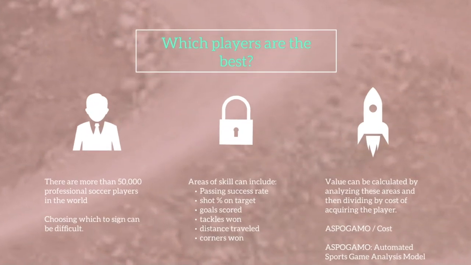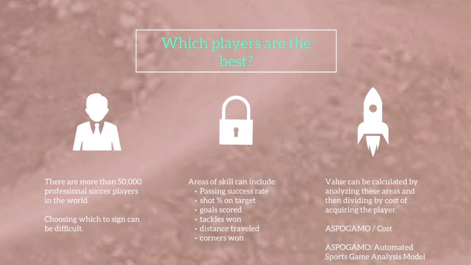The next thing that we're going to dive into is which players are the best to recruit. So some interesting stuff here. There are more than 50,000 professional soccer players in the world. So choosing which players you want to sign can be extremely difficult. So there's an analytical model you can use that will help you make those decisions. So you're going to measure different areas of skill in order to decide which 11 players will be the best to put on the field at the same time.